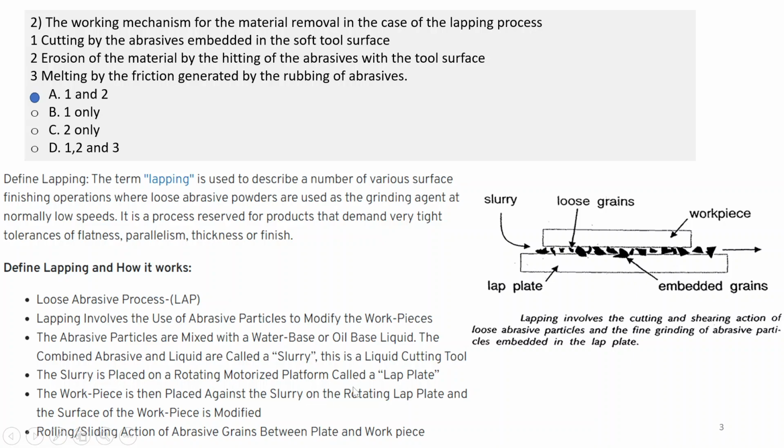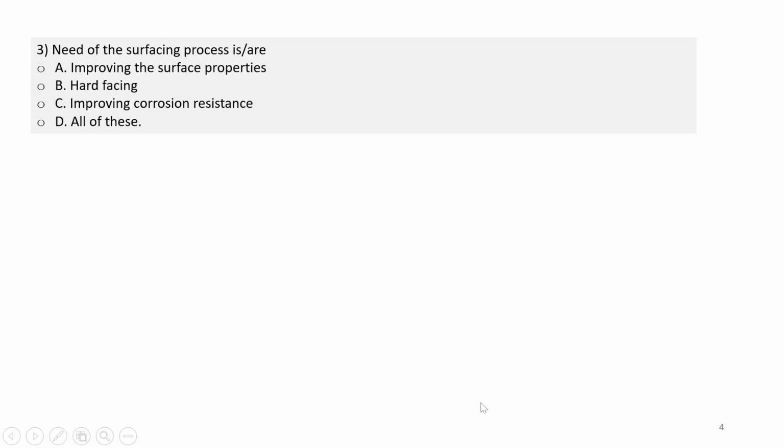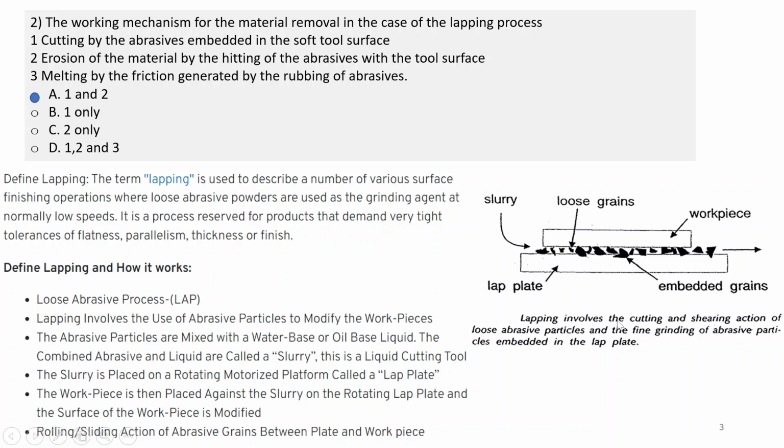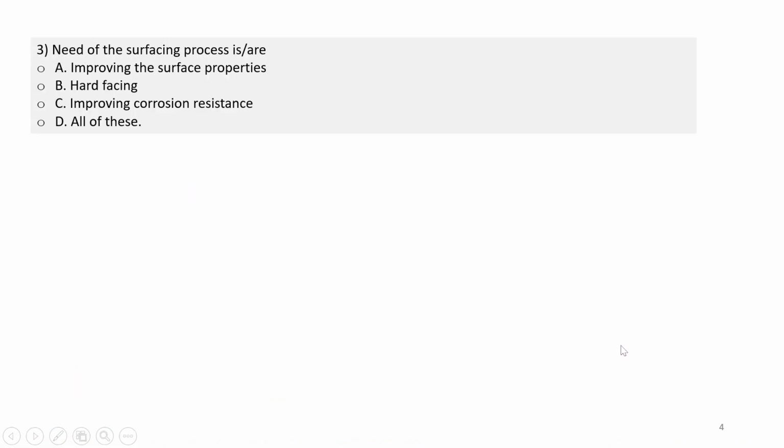The slurry is placed on this lap plate and the workpiece is then placed against the slurry on the rotating plate, and the surface of the workpiece is modified. Rolling and sliding action of abrasive grains between plate and workpiece take place. Here lapping involves the cutting and shearing action of the loose abrasive particles and the fine grinding of abrasive particles embedded in the lap plate.